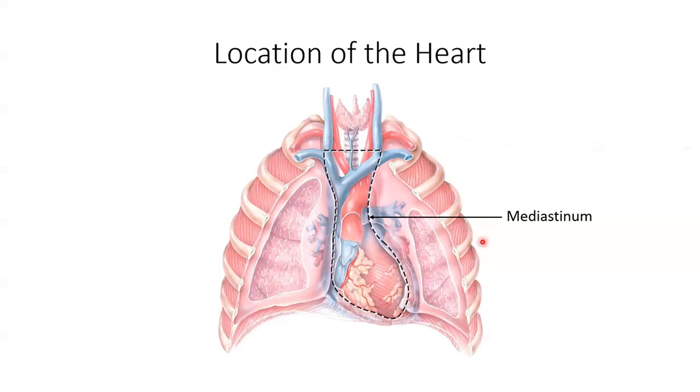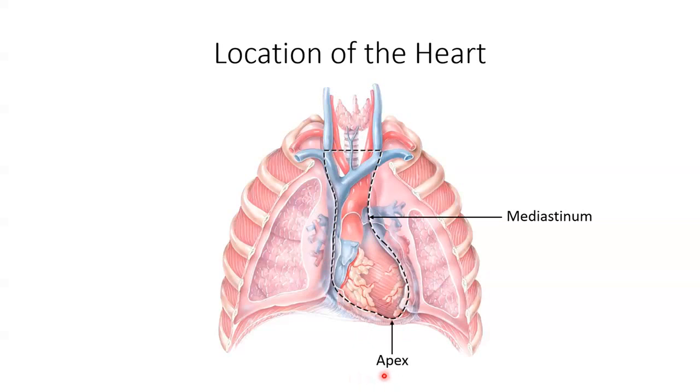So the heart lies in an anatomical region that we call the mediastinum. The name mediastinum comes from a Latin word which just means middle. The mediastinum is this region outlined in a black dashed line here, and it encompasses the heart as well as the major corresponding blood vessels.